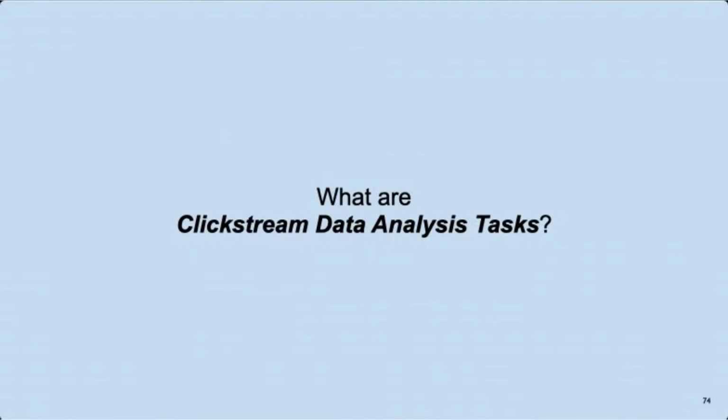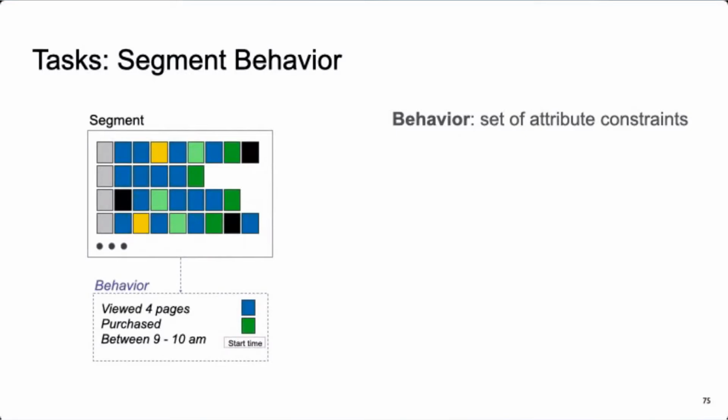So the question is, what do people need to do when they're actually trying to analyze these click streams? What are the tasks? So we've talked about the data abstraction. Now let's talk about the task abstraction. Again, I'm going to introduce a word. I'm just going to say that behavior is any set of attribute constraints. So for example, you could think of behavior like, how many pages did you view? Did you buy something? When were you browsing? These are all things we can just sort of abstractly characterize as behavior.